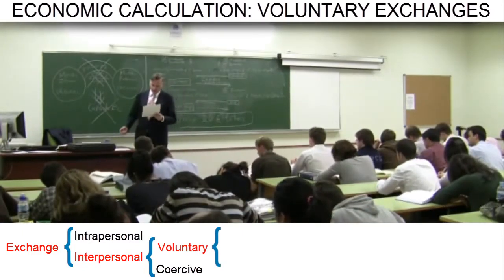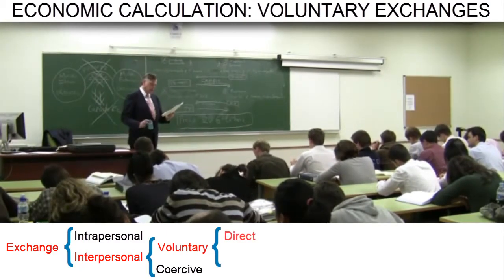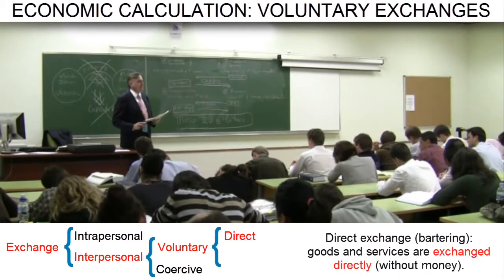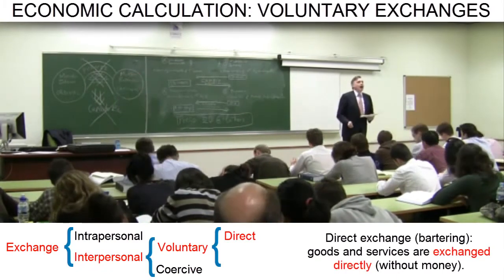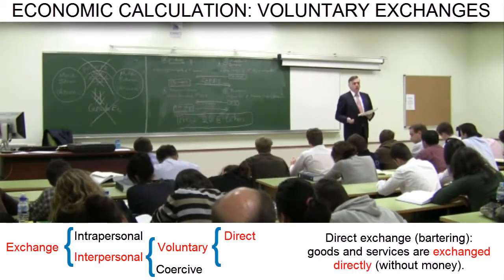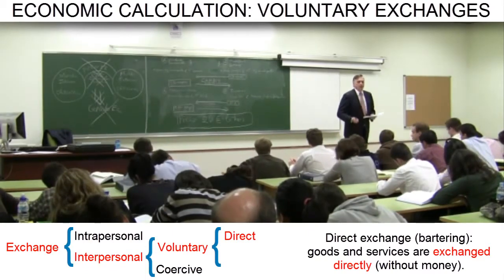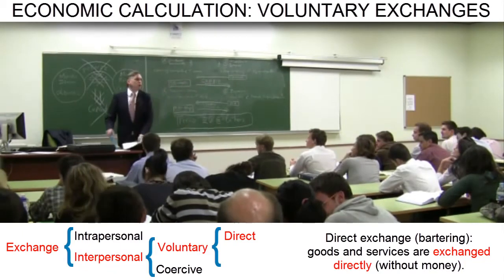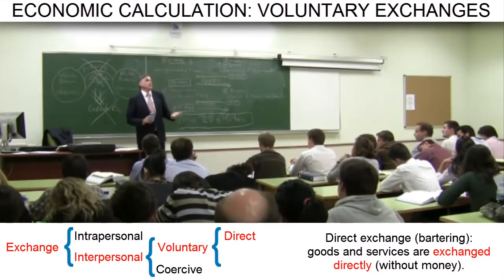Voluntary exchanges can be of two types. So-called direct exchanges are those in which goods and services are directly traded for others without any involvement of money. Direct exchanges are also called bartering. And all of us, some more than others, have entered into barter transactions.